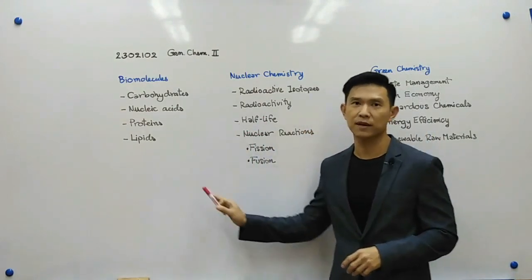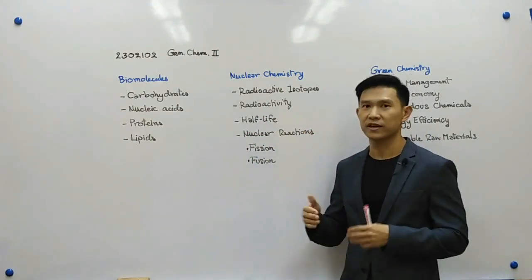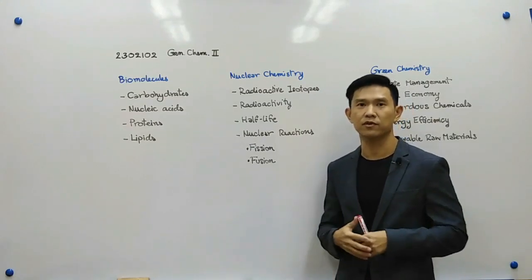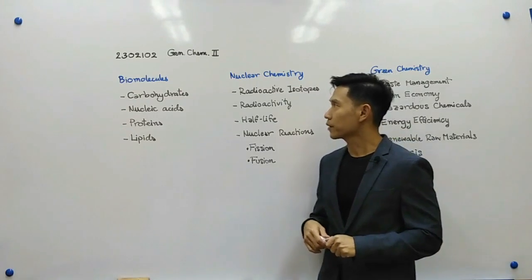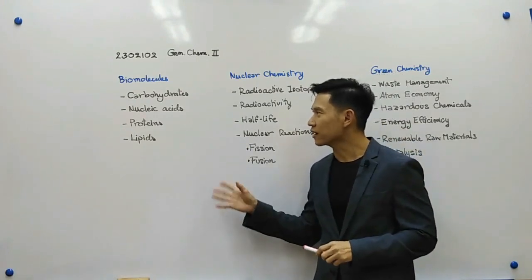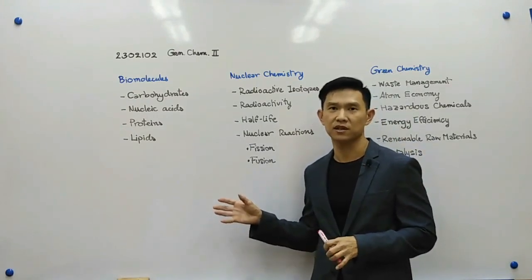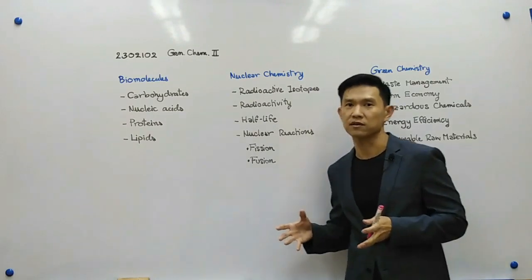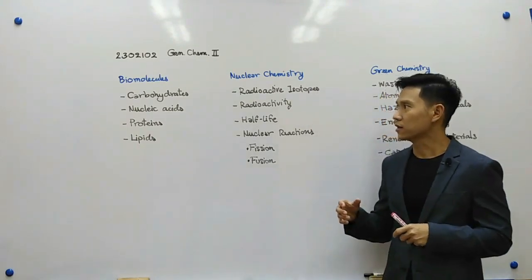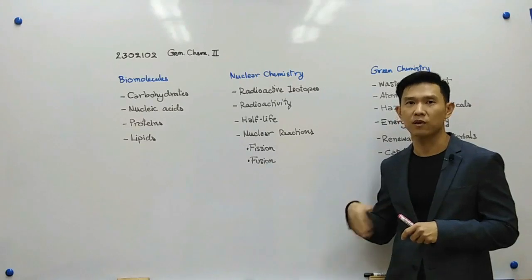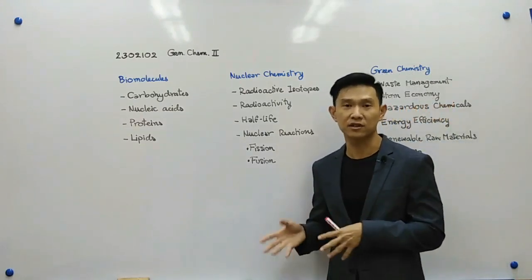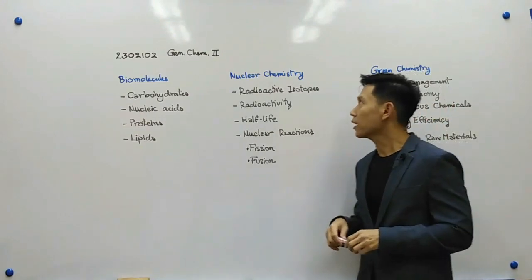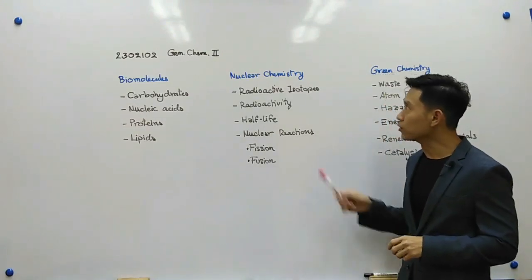So this chapter is a kind of extended chapter from your organic chemistry that you've learned already, right? So this is kind of organic compounds, but in a macromolecular scale. Normally the molecular weight is very high, more than thousands, for example. Next, the nuclear chemistry.